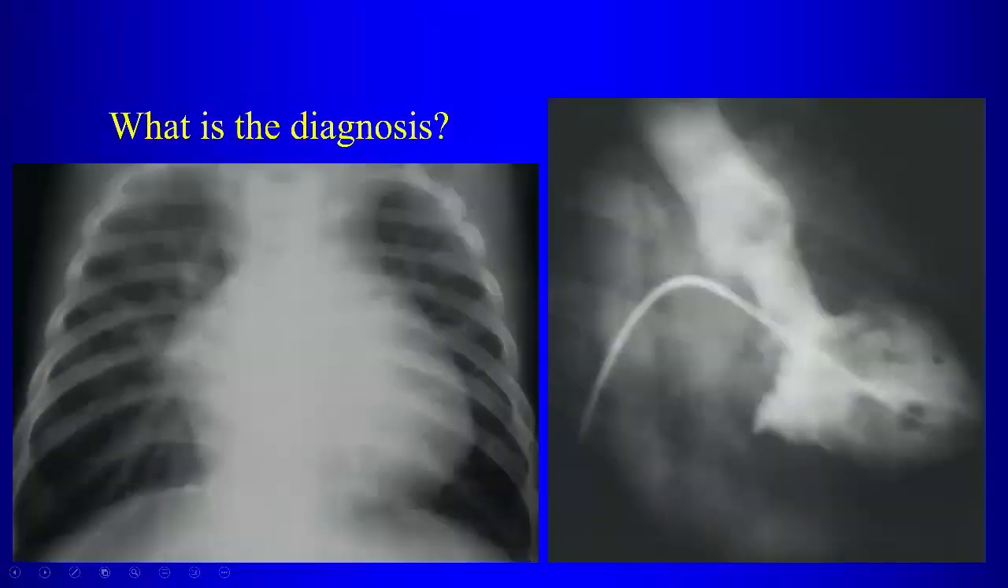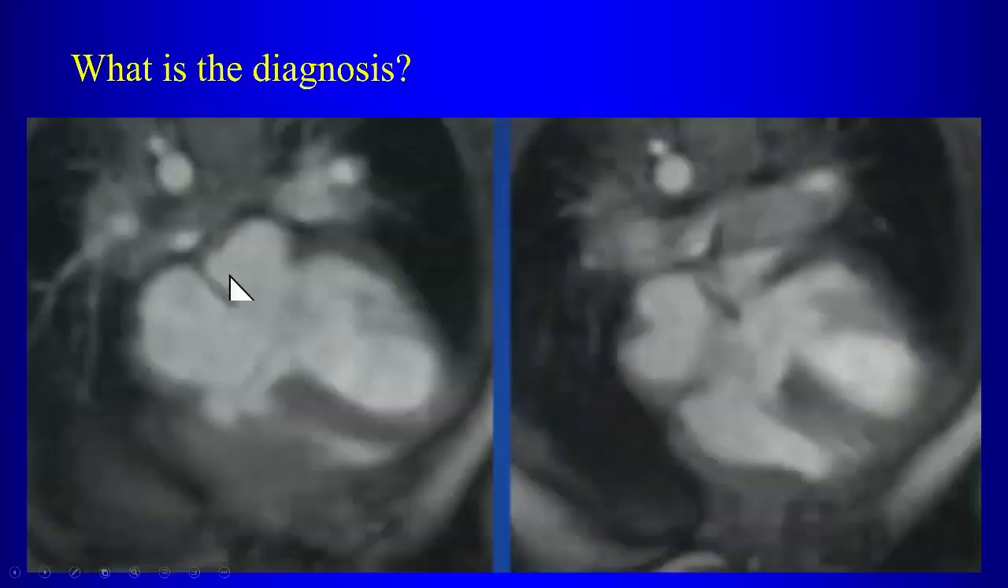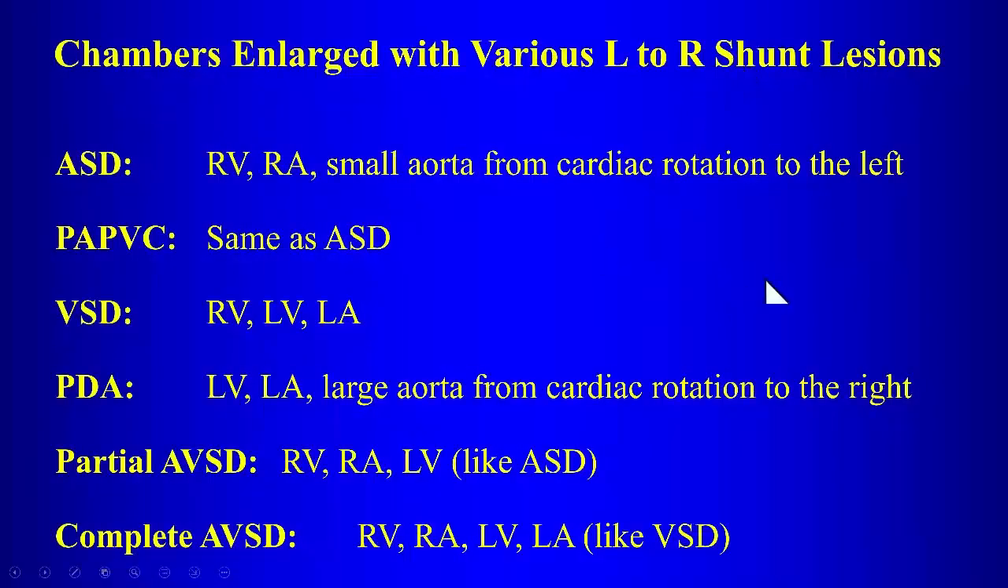And here, what do we have here? Remember I told you about this? What was that called? Yeah, so that's called a gooseneck deformity. So the diagnosis here is, yeah, this is a complete endocardial cushion defect, okay? All right, so that's our discussion of left to right shunts, so there will be a quiz next week.